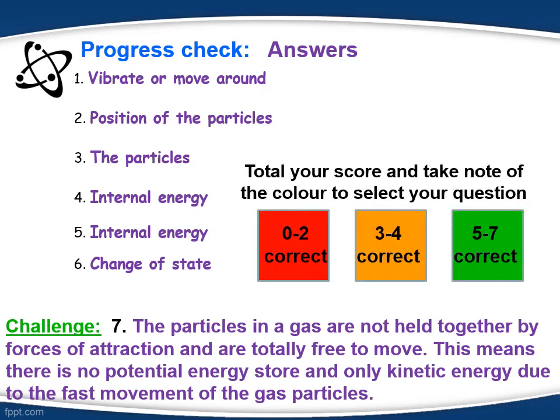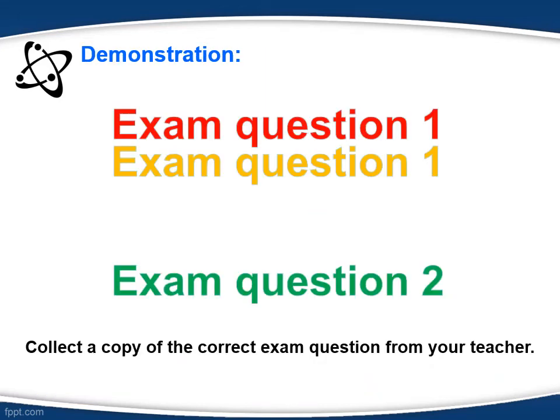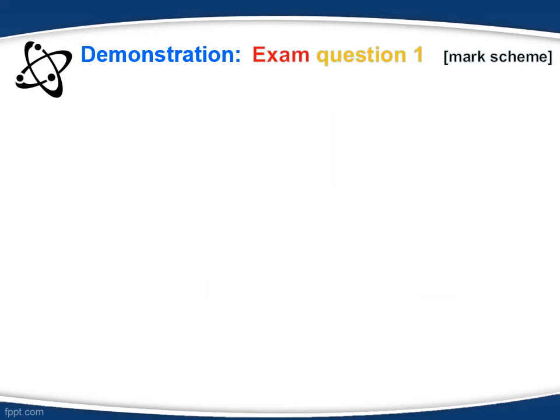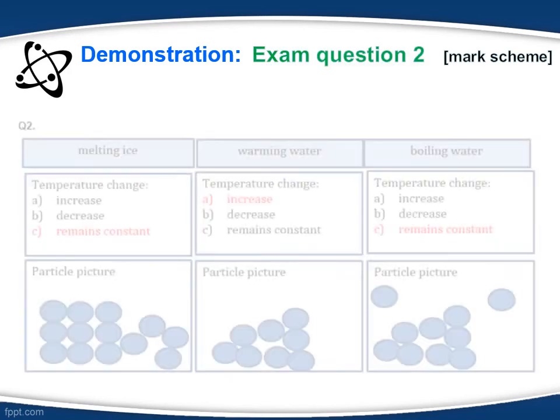Brilliant. If you got red, orange, or green, you can choose the exam questions based on these colors. I will upload these exam questions on Show My Homework, and then you can select the copy of the correct exam question from Show My Homework. And these are the marking schemes. You can mark your answers according to the exam questions you have chosen.